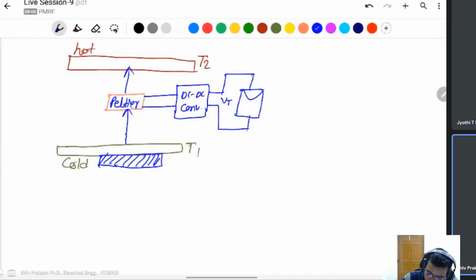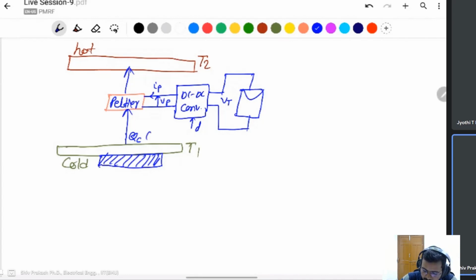This is the power requirement of the Peltier device, VP, and current IP. This DC-DC converter is controlled by the duty cycle D. It is used for maximum power point tracking. You can track the maximum power also. This is Q_C, the power which will transfer from lower to higher temperature.